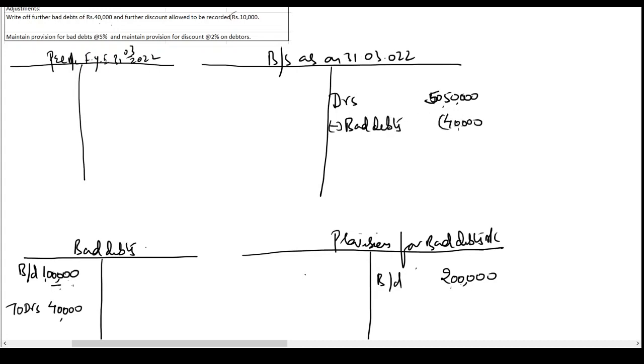40,000. Why did I not subtract the existing amount of 1 lakh? Because the entry was already recorded. This amount is after reducing this 1 lakh rupees of bad debts. Okay. Now let us see further discount allowed to be recorded.